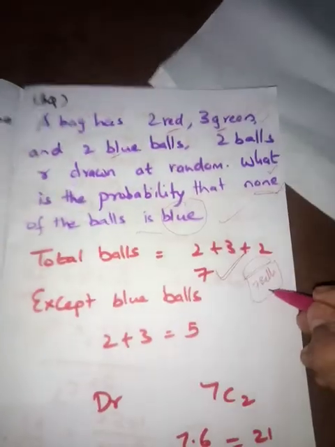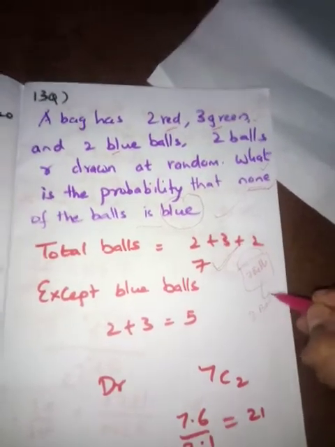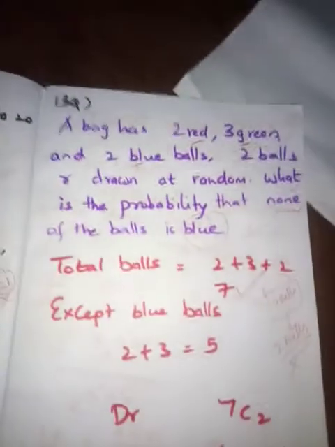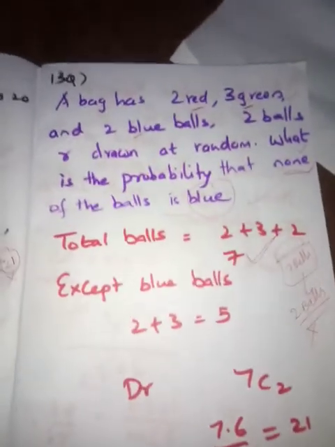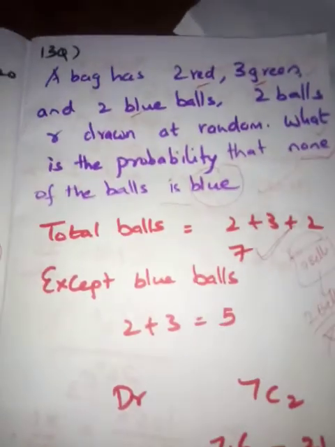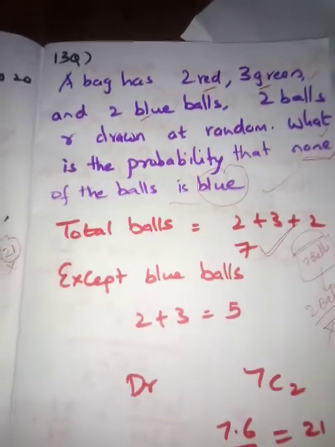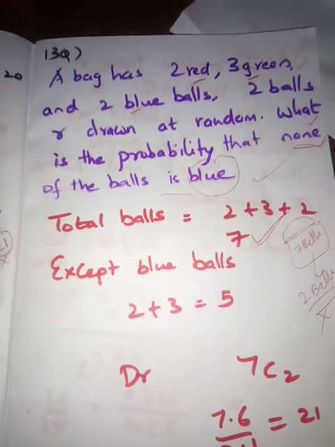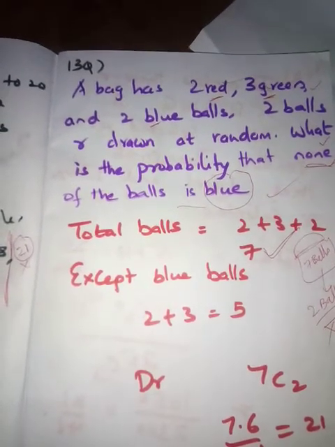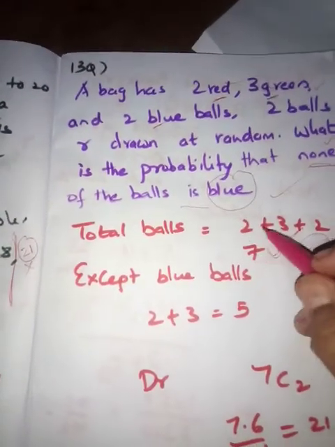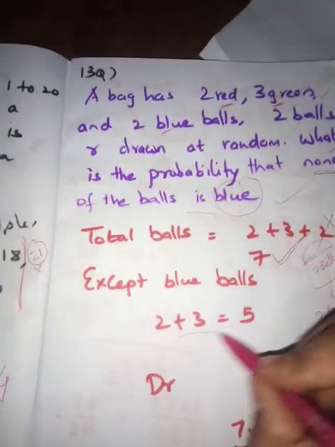In the 7 balls, we are going to pick 2 balls. Those 2 balls must not be blue. It can be either red color or green color. We can pick only red or green. We cannot take blue balls. So what is the probability that none of the balls is blue? If you exclude the blue balls, which are only 2 in number, we have 2 red balls and 3 green balls. We are not interested in blue balls. So total it is 5.